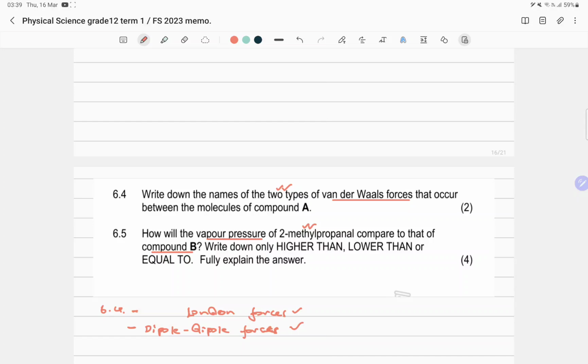Obviously, the branched chain will have a lower boiling point, meaning a higher vapor pressure. So we're going to say higher than.